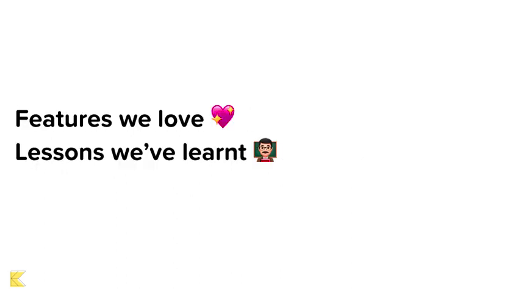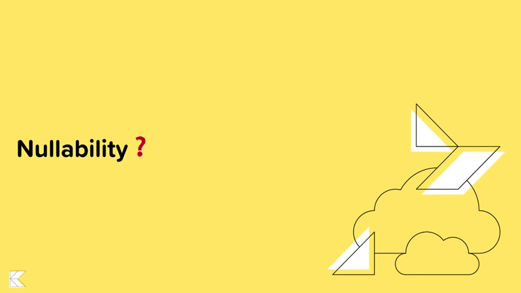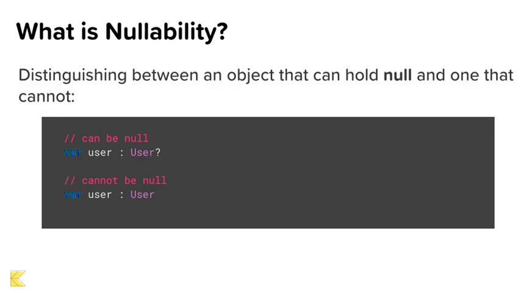So I'm going to talk a little bit about some of the features we love about Kotlin and some of the lessons that we've learned whilst writing Kotlin. The first one, and probably the most popular, is nullability. Everyone probably knows about this one, but I'm going to talk a little bit about how we've used it and why we like it. For those that don't know what nullability is, it's basically the ability to distinguish between an object that can hold a null value and one that can't.